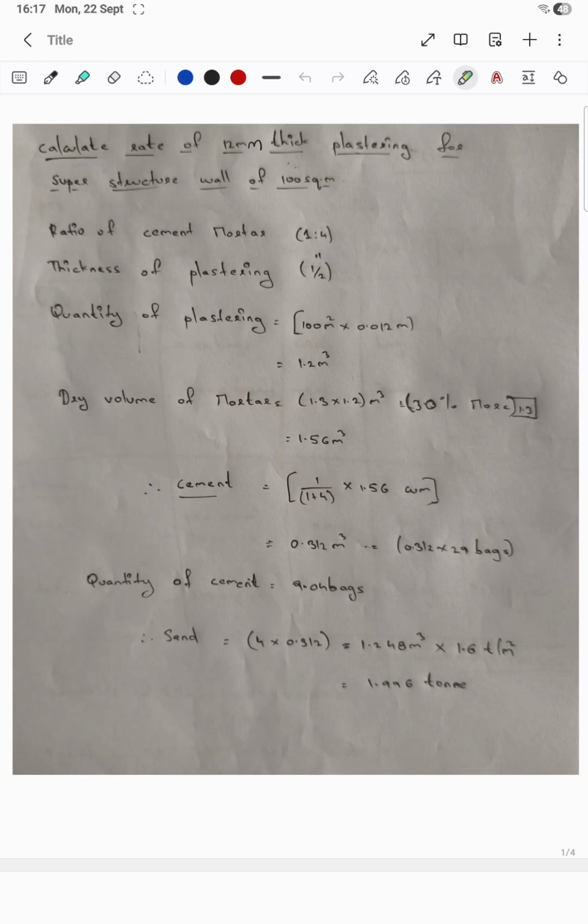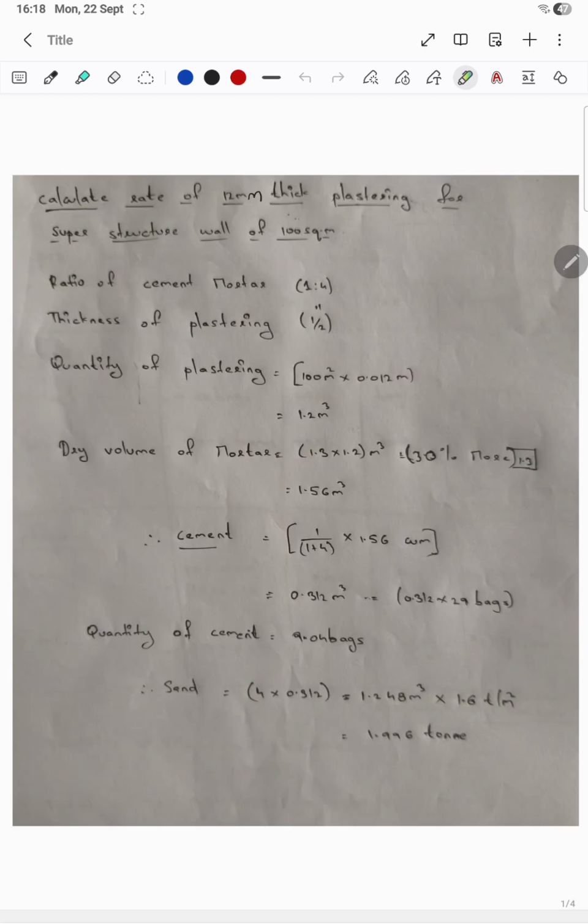Why we write 1 by 1 plus 4 is because that is the ratio. We multiply the cement, 0.312 meter cube, into 29 bags, as per 1 meter cube it fills 29 bags, so the quantity of cement is 9.4 bags, approximately 9 bags.